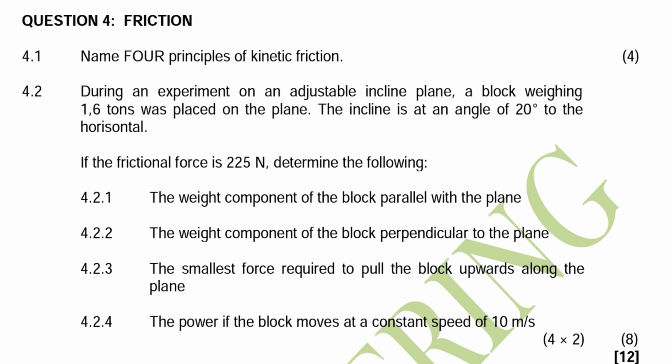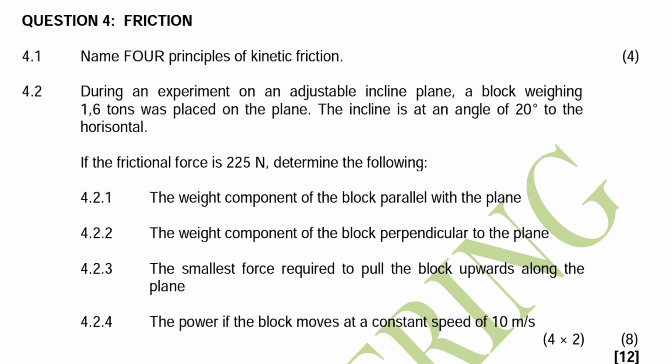And then we move on to 4.2. They are giving us a scenario. During an experiment on an adjustable inclined plane, a block weighing 1.6 tons was placed on the plane. The incline is at an angle of 20 degrees to the horizontal. And then they say, if the frictional force is 225 newtons, determine the following.